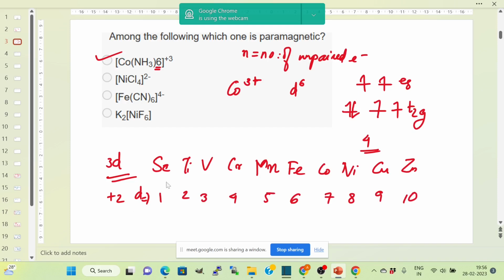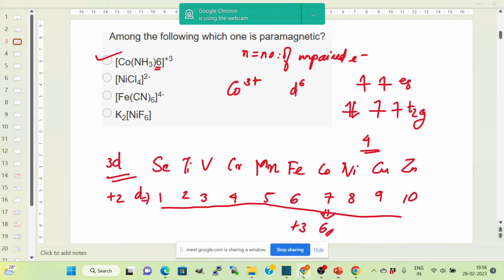So say we are looking at cobalt 3 plus. If I know that my cobalt 2 plus has d7, then 3 plus means I just have to remove one more electron, which means that it will be d6 in the plus 3 state. So if you learn this, it will be very easy for you. You can just solve these questions in seconds.